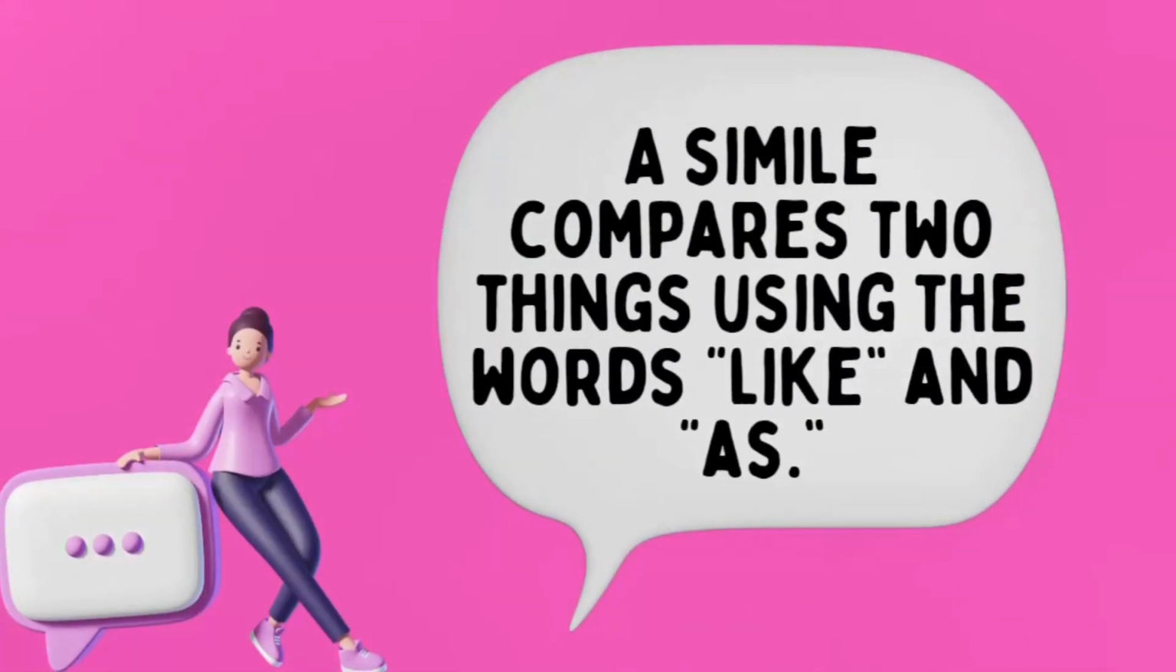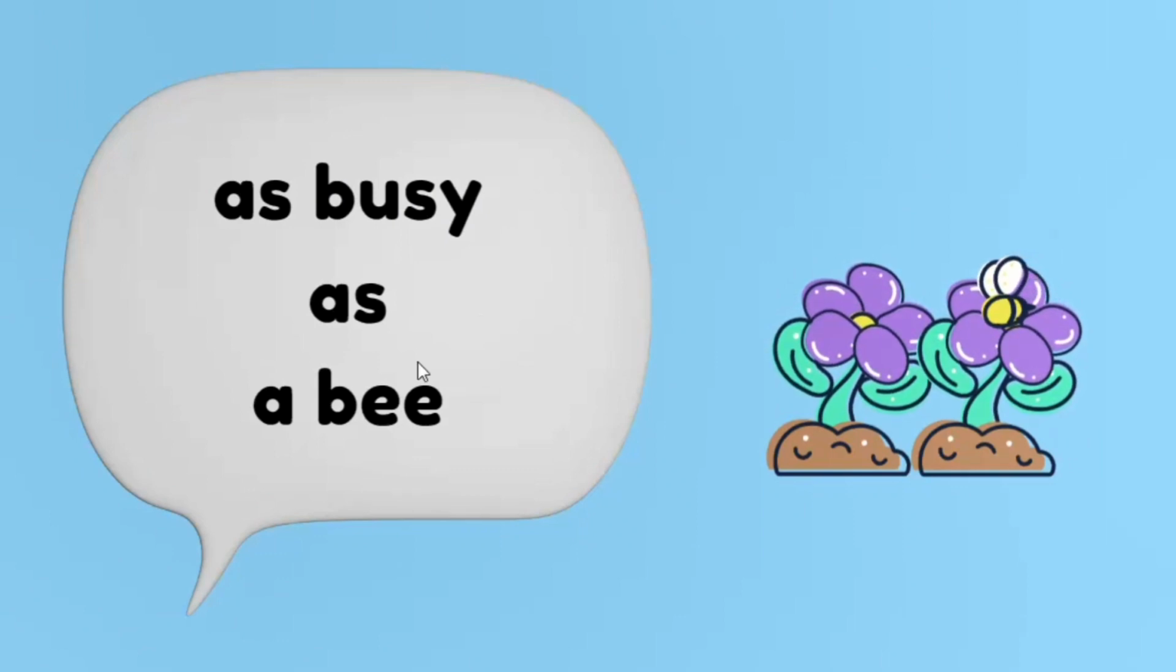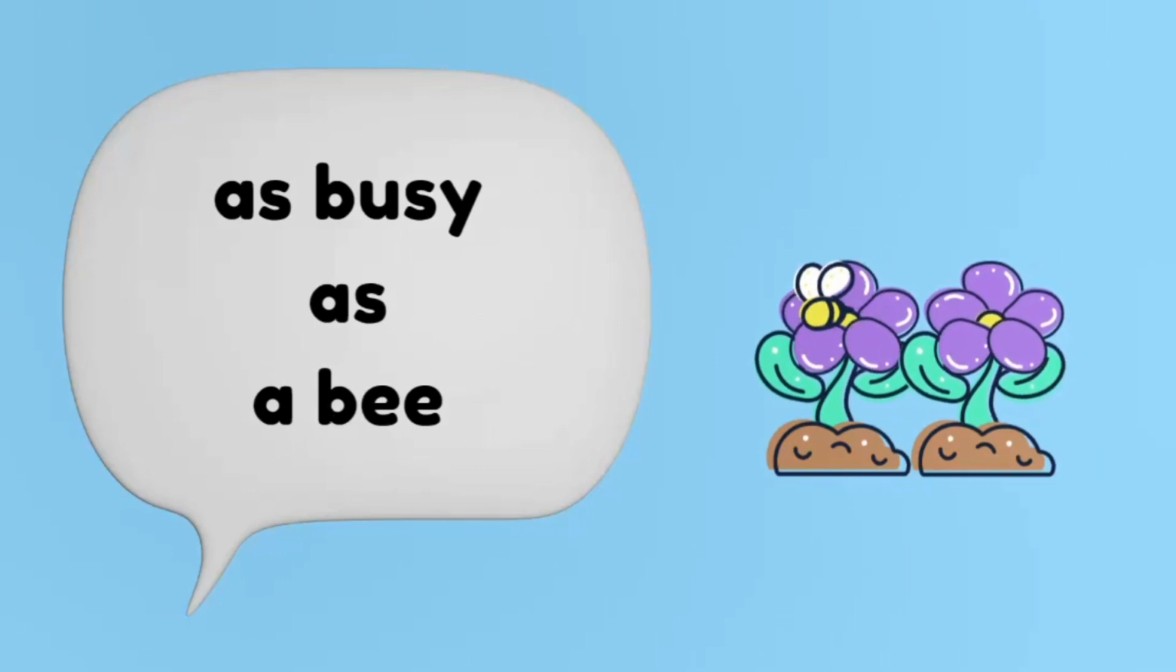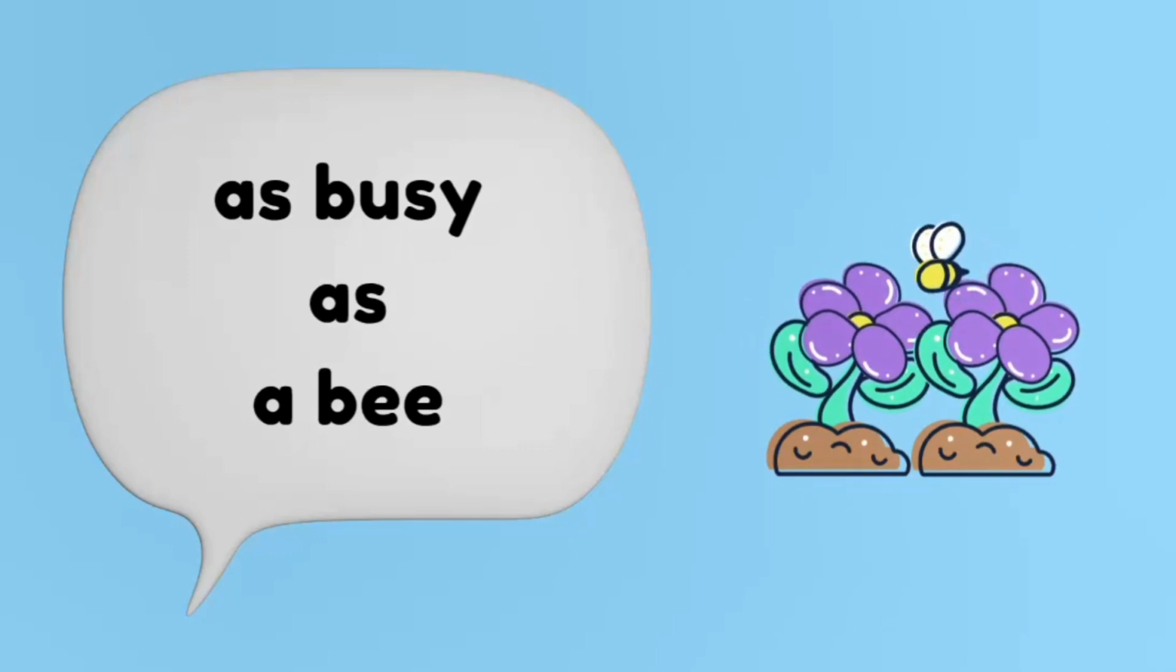So, our first topic is simile. What are similes? A simile is nothing but a comparison between two things using the words like and as. We can easily introduce similes to our first graders and they are very simple to use as well. For example, as busy as a bee.